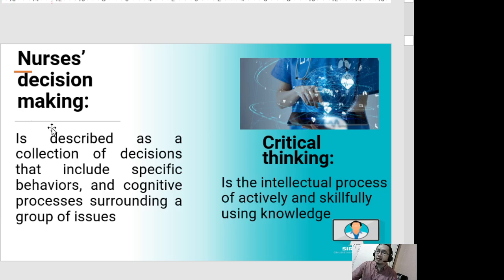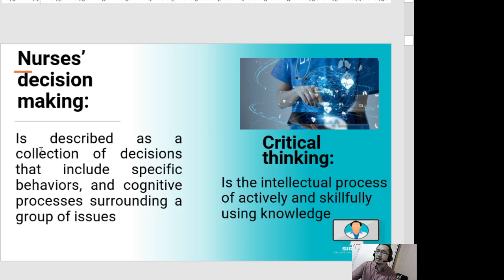Another one we have is nurses' decision making and critical thinking, which is a very important possession that a nurse must have. Good decision making, good critical thinking. Nurses' decision making refers to a collection of decisions that include specific behaviors and cognitive processes surrounding a group of issues. In simpler terms, it's how you decide on a certain matter, how you decide in a certain situation or problem.